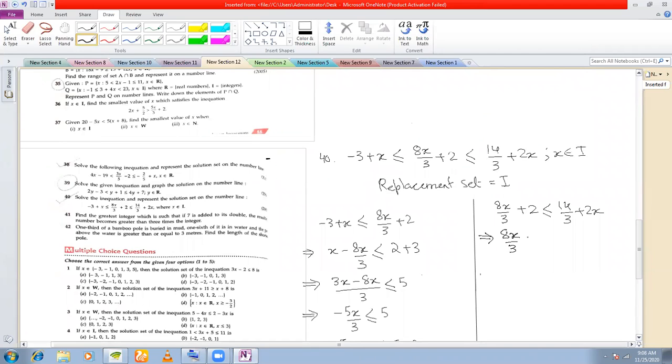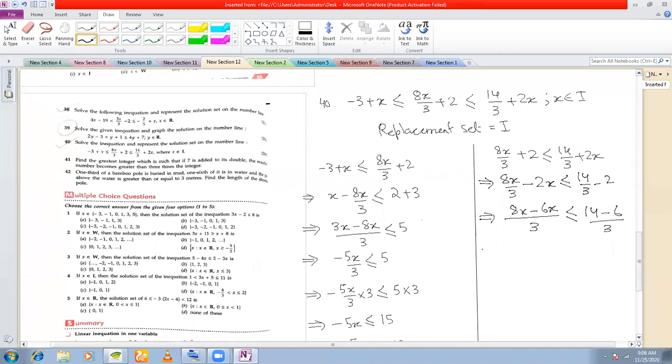8x by 3 minus 2x less than or equal to 14 by 3 minus 2, means 8x minus 6x, less than or equal to, now take the LCM, 14 minus 6 divided by 3. 8x minus 6x is 2x divided by 3, less than or equal to 14 minus 6 is 8. Multiply both sides by plus 3, you get 2x less than or equal to 8. Okay, divide both sides by plus 2, you get x less than or equal to 4.